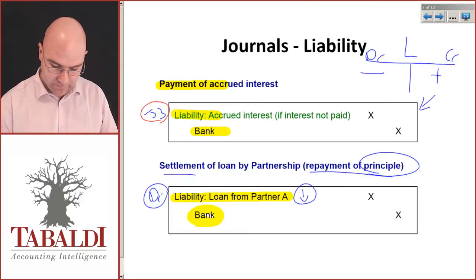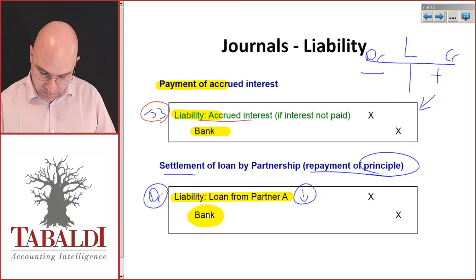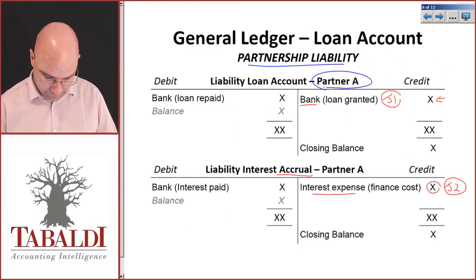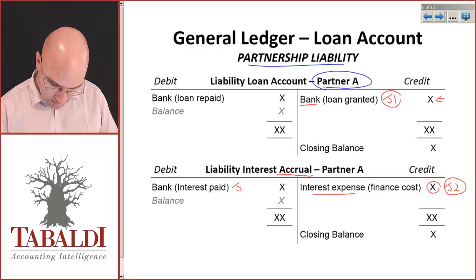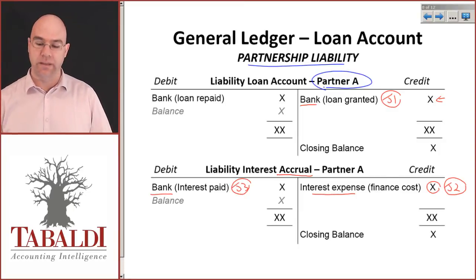Journal 3. Here we are settling the accrued interest. So I debit accrued interest, debit the accrued interest with the contra account being bank.